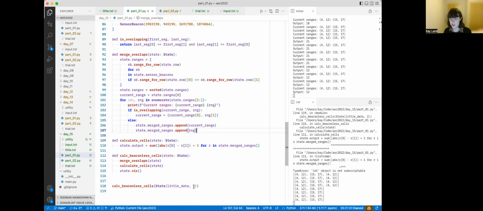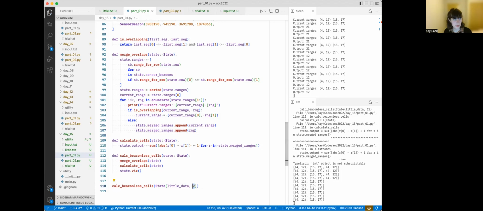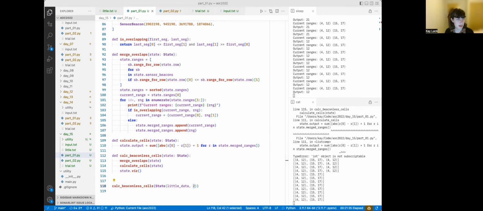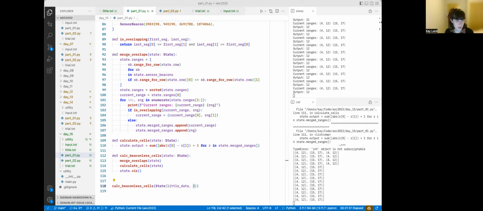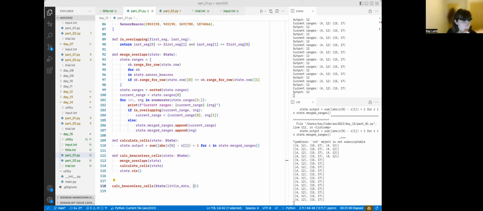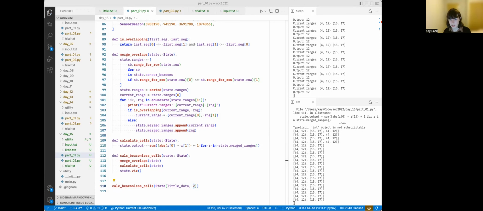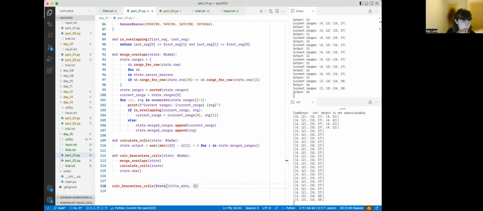Okay, so this is right. 12. Let me actually start writing these down. 12, so that's 1, 2, 3, 4, 5, 6, 7, 8, 9, 10, 11, 12. Okay, great. Next one down is 3, which is 16. And that is probably right. 1, 2, 3, 4, 5, 6, 7, 8, 9, 10, 11, 12, 13, 14, 15, and yeah, 16.